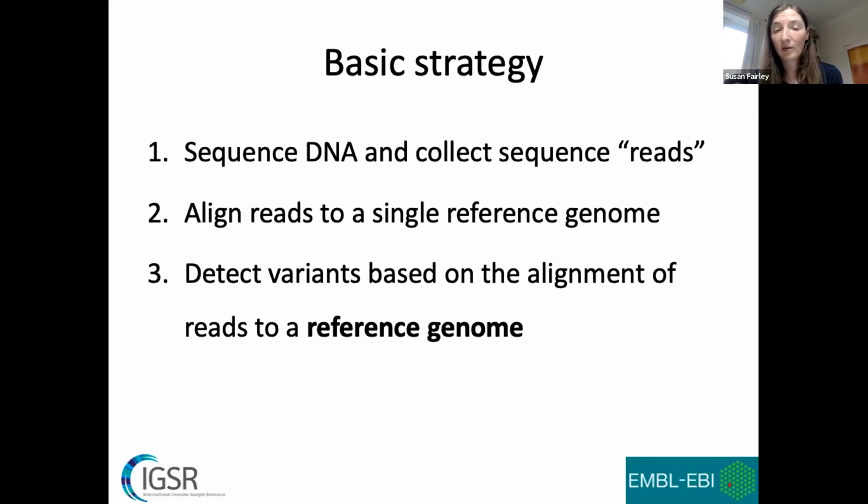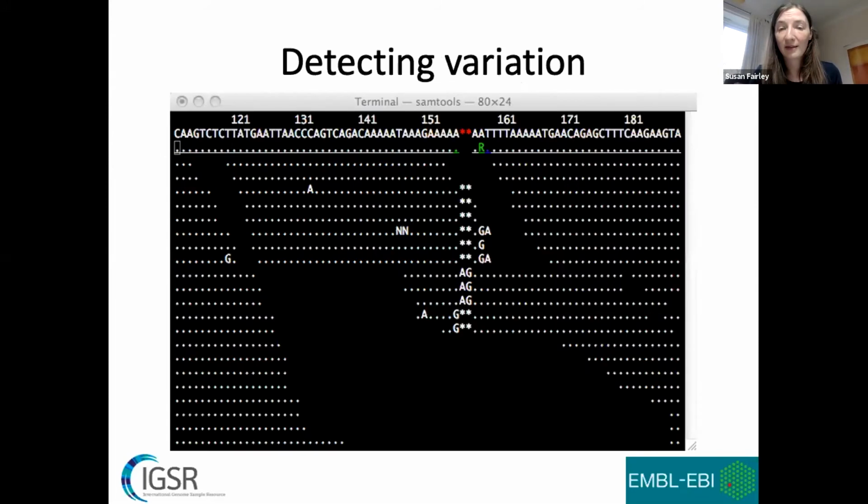And then they were going to align these reads back to the single reference genome that existed at the time. Based on comparing these reads to the reference genome, that's how they were going to detect a variant. We have a slide here which gives an indication of what this would look like. This is looking at some really old data.